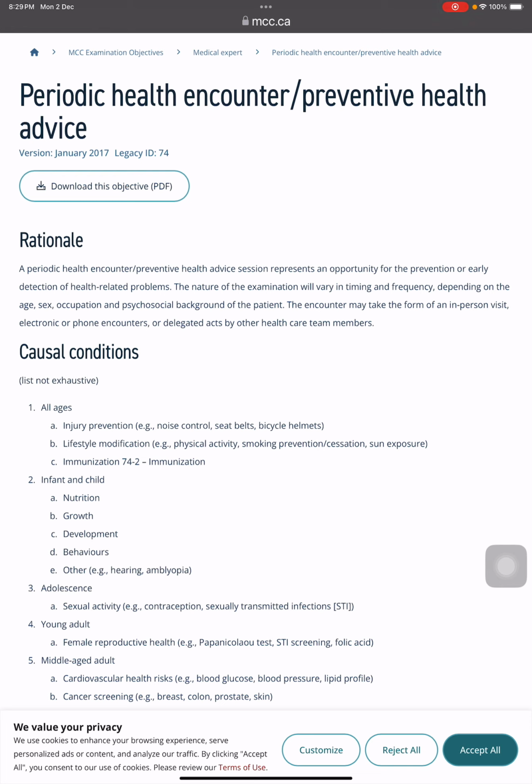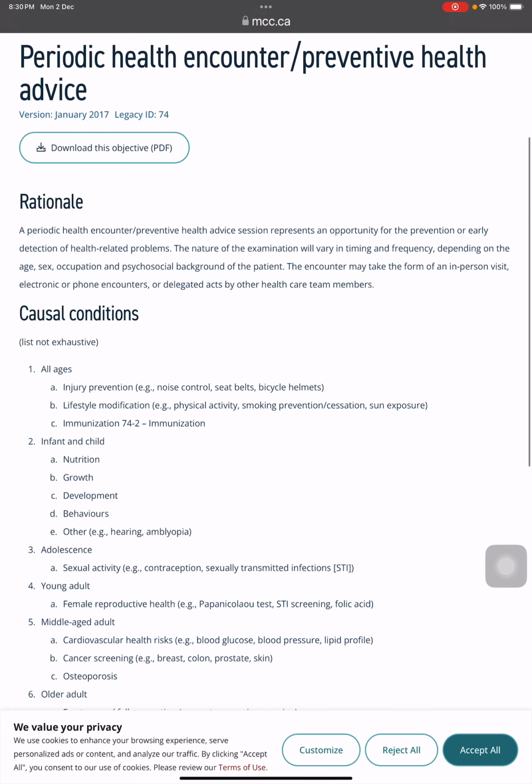So the rationale of this objective, what you need to know exactly, is that a periodic health encounter preventive health advice session represents an opportunity for the prevention or early detection of health related problems. The nature of examination will vary in timing and frequency depending on the age, sex, occupation, and psychosocial background of the patient. The encounter may take the form of an in person visit, electronic or phone encounters, or delegated acts by other healthcare team members. So, this is telling you what exactly a periodic health encounter is, and it depends on the age, the sex, the occupation, and the psychosocial background of the person. So, it can be tailored according to that, right?